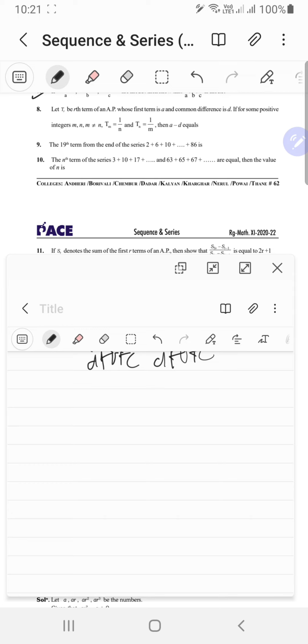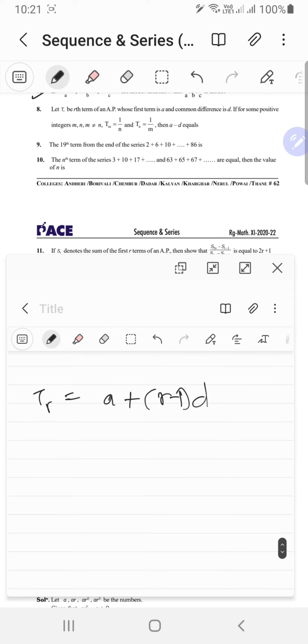First term is A, common difference D, for some positive integers. Then the Rth term, TR, should just be A plus R minus 1 into D. If for some positive integers m and n which are not equal, Tm is 1 upon n and Tn is 1 upon m. Oh, this is weird. Then what is a minus d? This is for some integers.